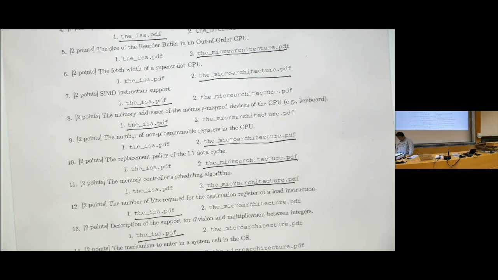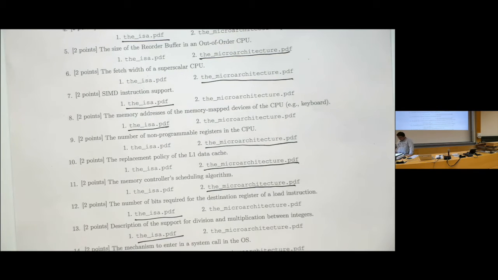And then the 14th question is the mechanism to enter a system call in the OS. When an application wants to enter a system call, it typically has to execute a software interrupt or something called the trap instruction, which should be mentioned in the ISA manual. So that's again the ISA.pdf. As a thumb rule, anything which is performed by the OS or the application needs to be mentioned in the ISA.